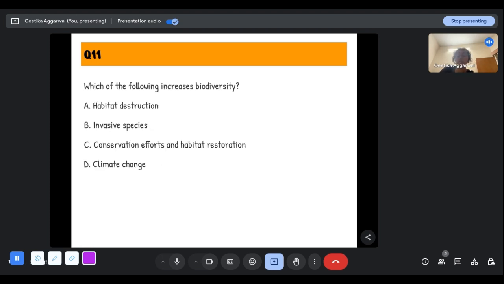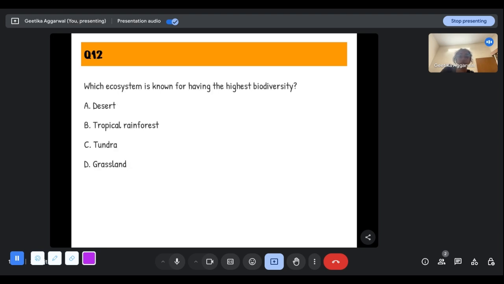Which of the following increases biodiversity? Is it habitat destruction, invasive species, conservation efforts in habitat restoration, or climate change? Which of the following is actually a way of increasing biodiversity? So, the correct answer to this question is conservation efforts in habitat restoration.